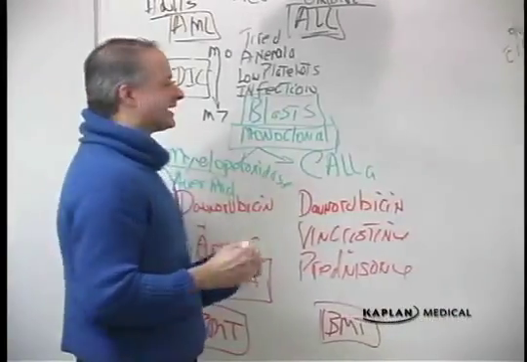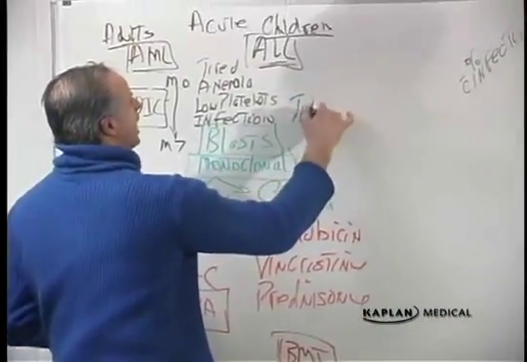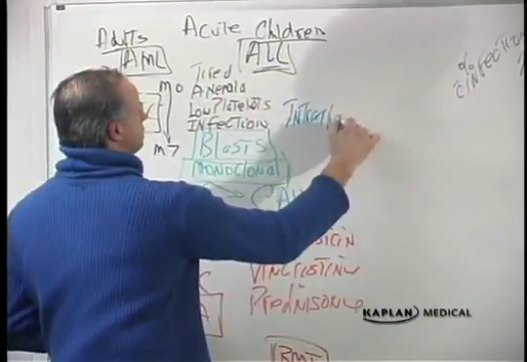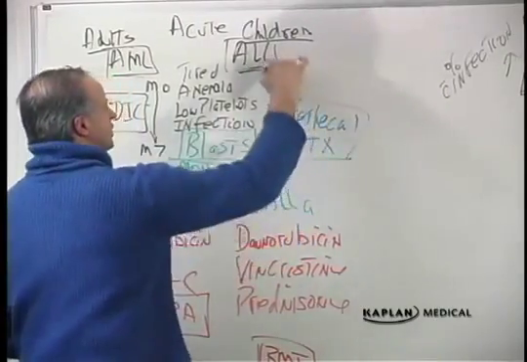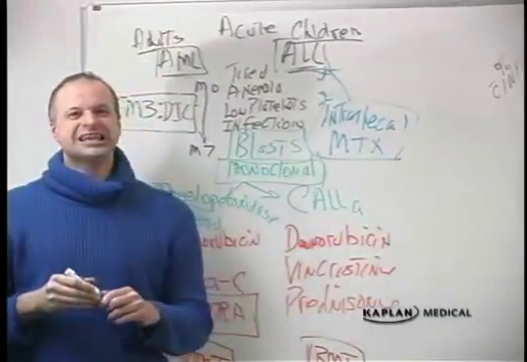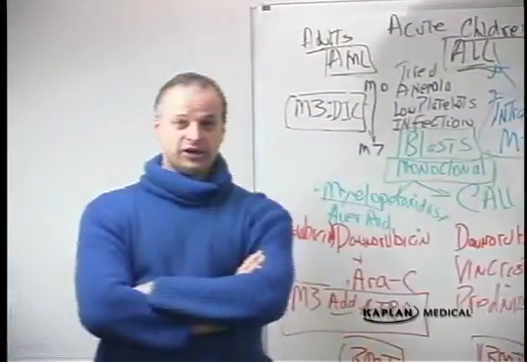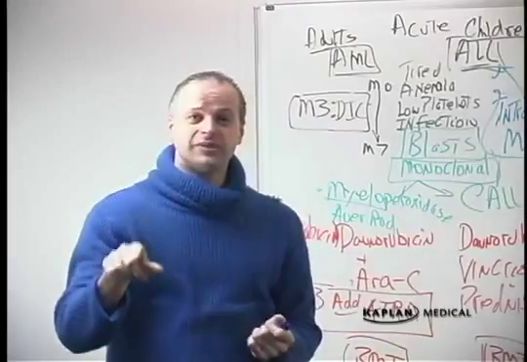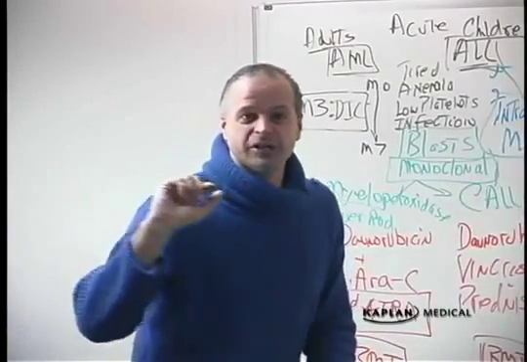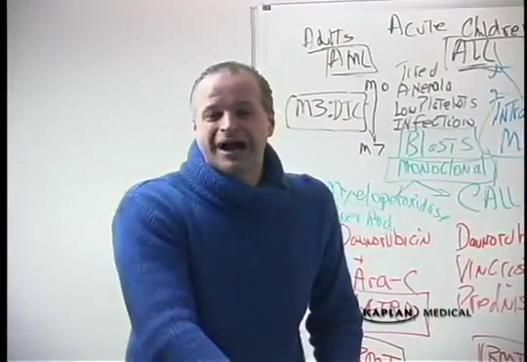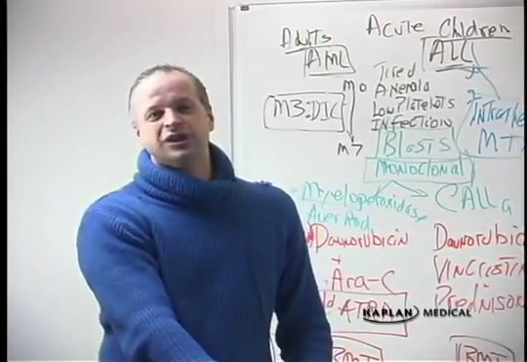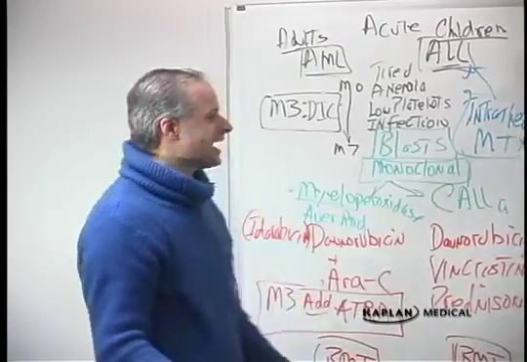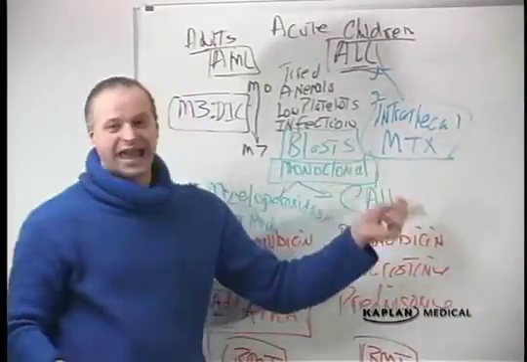What's unique? Intrathecal methotrexate. Acute lymphocytic leukemia recurs in the spinal cord. So we give intrathecal methotrexate, inject chemotherapy directly into your spine, into the spinal canal, to prevent the leukemia from coming back inside your own spinal canal.